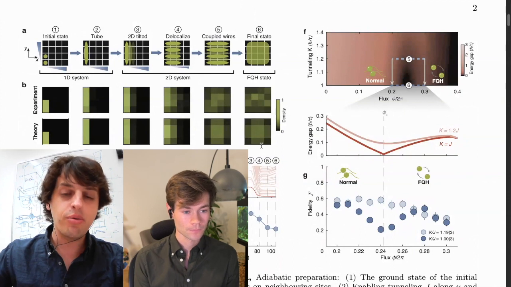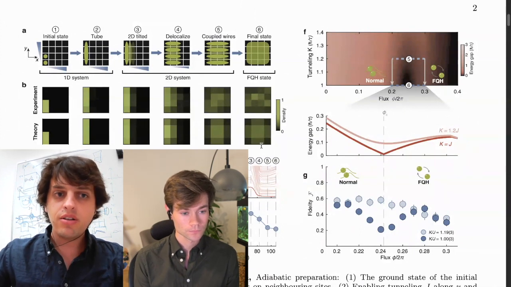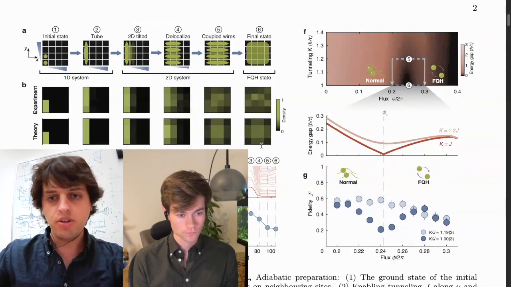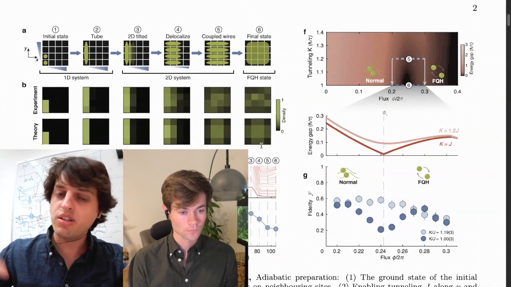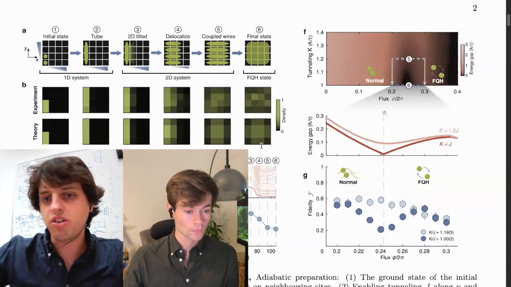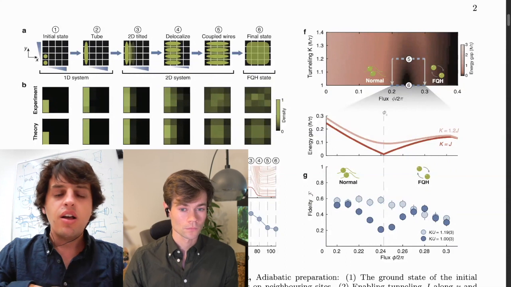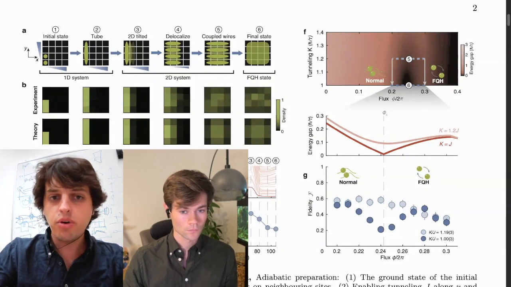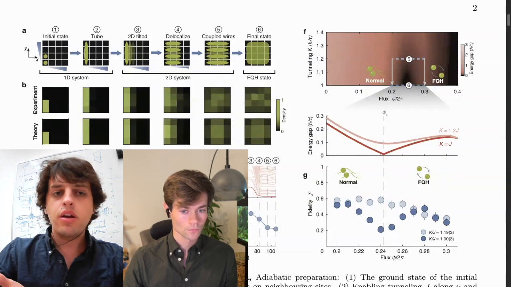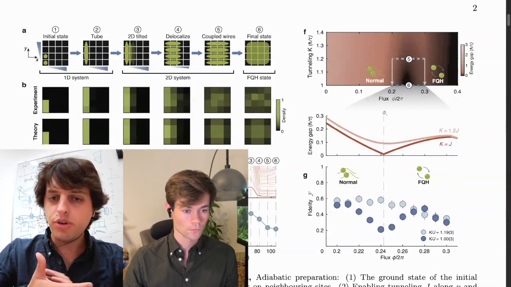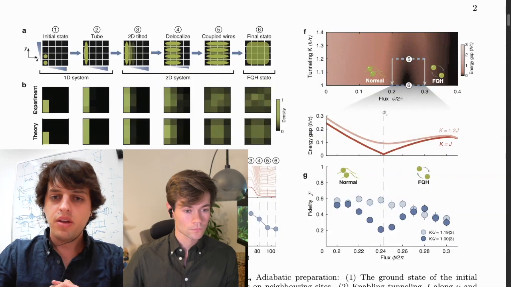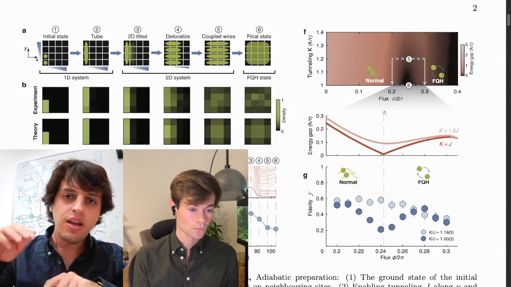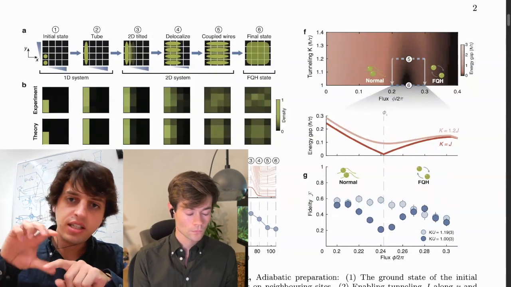One first thing that we wanted to do was to map out the phase transition. There must be at some point a transition from what we called earlier this normal state, where particles are just in the ground state, versus where they are in this fractional quantum Hall state. And this transition point is a point where this adiabatic preparation sequence should fail, because it is a point where the excited states and the ground state touch.